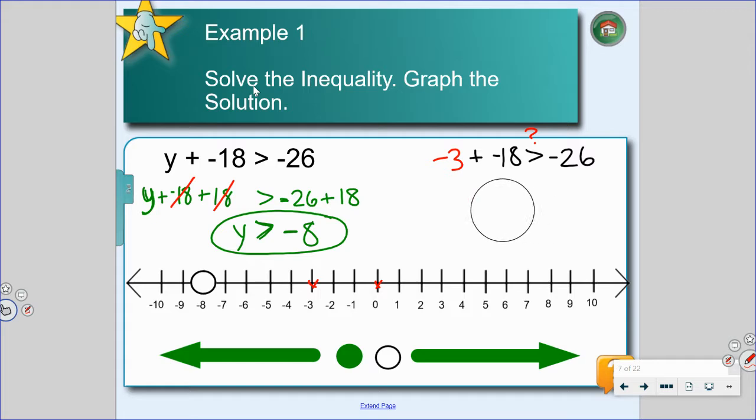Let's try -7. -7 plus -18, -25. Close, but still not true. So let's go to the other side of the inequality. Let's try -10. Negative 10 and negative 18, negative 28.